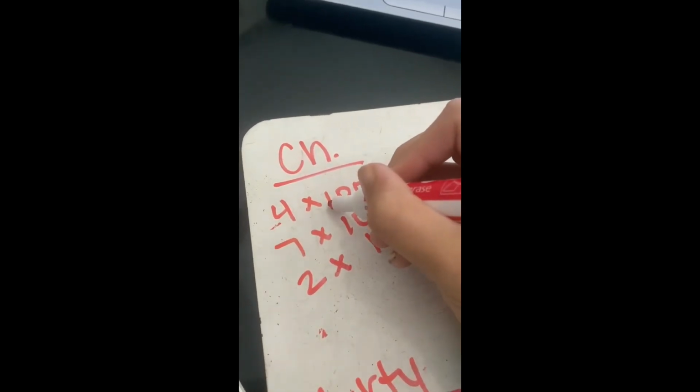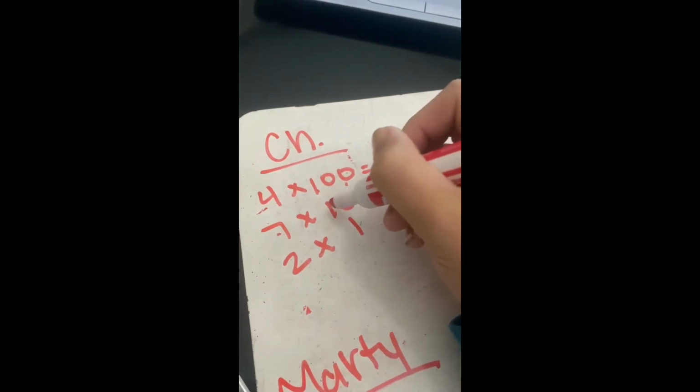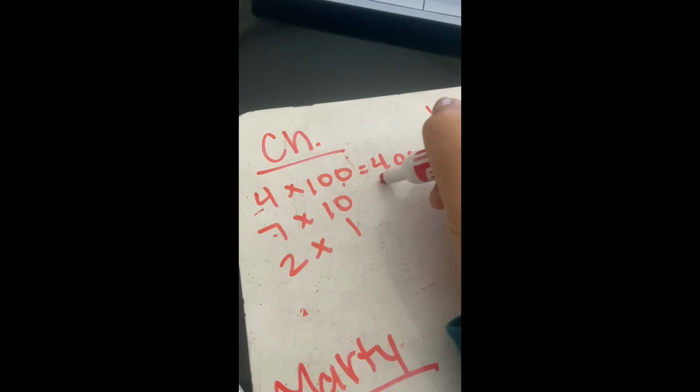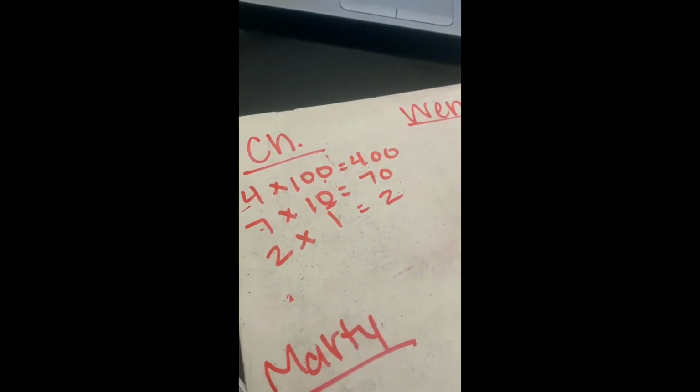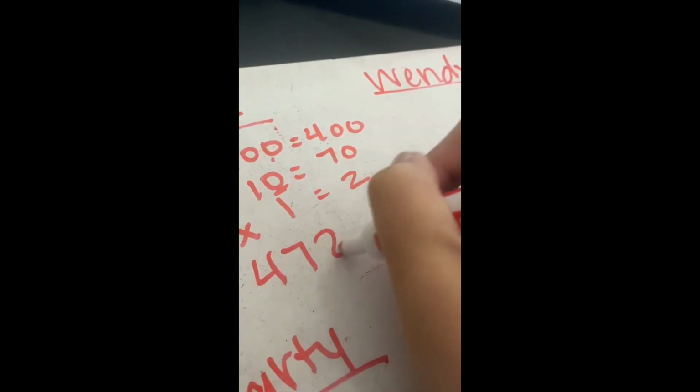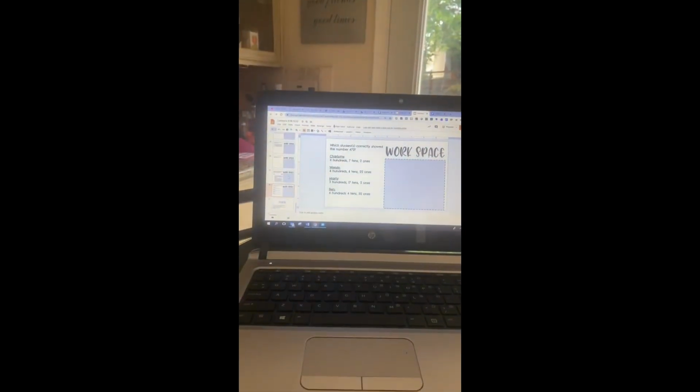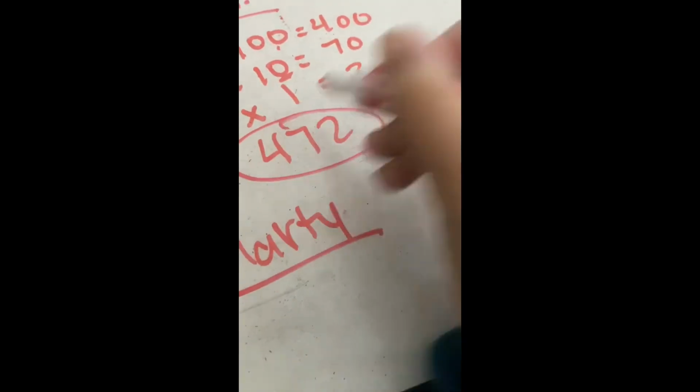4 times 1 is 4, and then I attach my zeros: 400. 7 times 1 is 7, and then I attach my 0. 2 times 1 is 2. 472. Did Charlotte correctly show the number 472? She did. So she is one that's right.